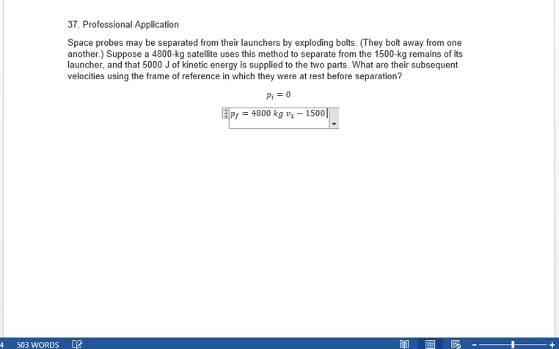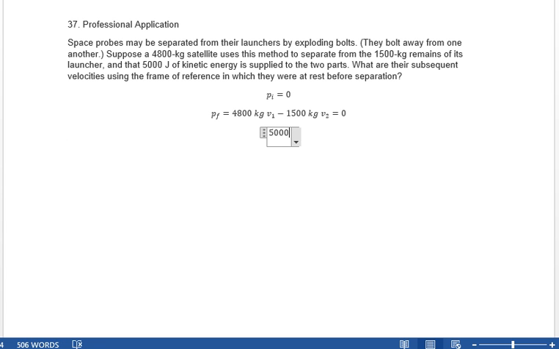Now, the 1,500 kilogram piece is headed in the opposite direction, right? So its momentum is negative. So we're going to call it speed V2. So P final is 4,800 kilograms times V1 minus 1,500 kilograms times V2. And we know since momentum was 0 beforehand that the total momentum of these two objects is still 0. Okay. Now, what's the other piece we know?